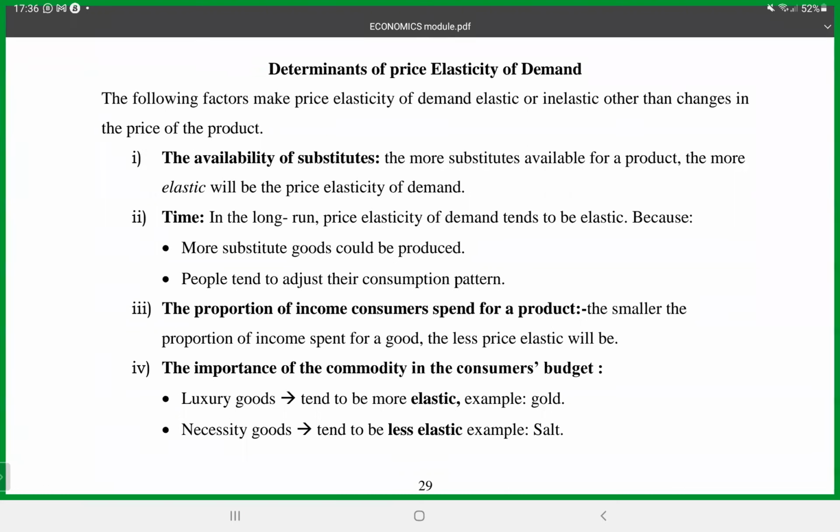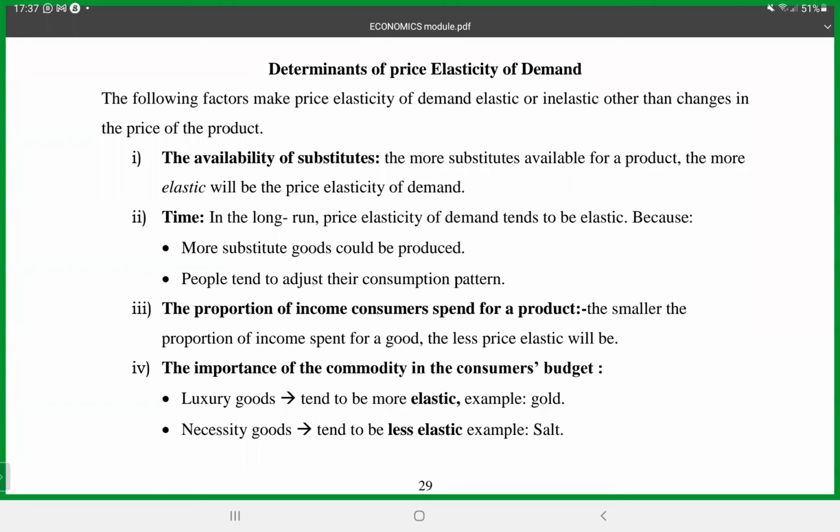If they have something to replace the product with, should we just increase by 2 kwacha? You find that they will say, no, go and buy this one, which is cheaper. But if there are no available substitutes, what usually happens is that the elasticity of demand remains unaffected. It tends to be inelastic, because people can't replace that product with any other product.